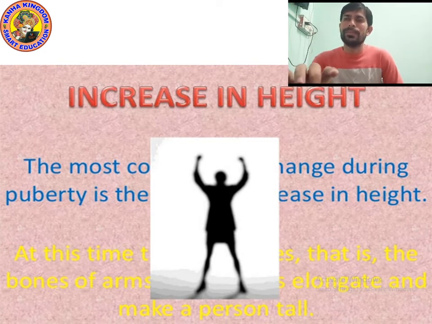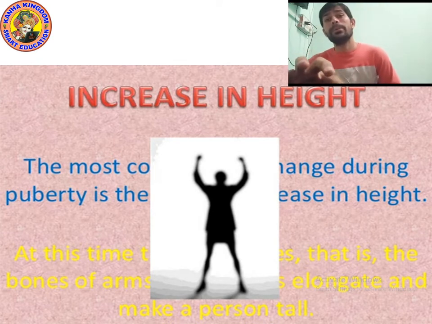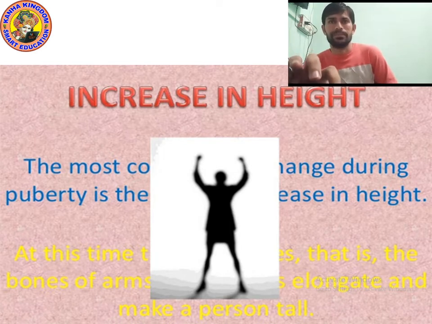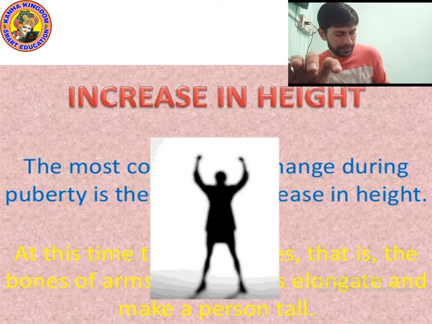Generally the height of a human being is around 6 feet. But sometimes when the hormones that increase height are released too much from the gland, height increases so fast that sometimes we become 7 feet, 8 feet. There are many people whose height is 7 feet, 8 feet.